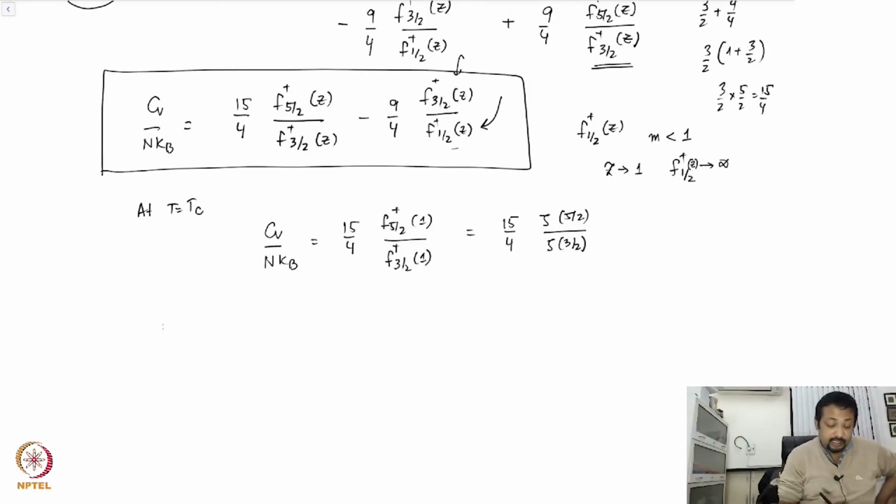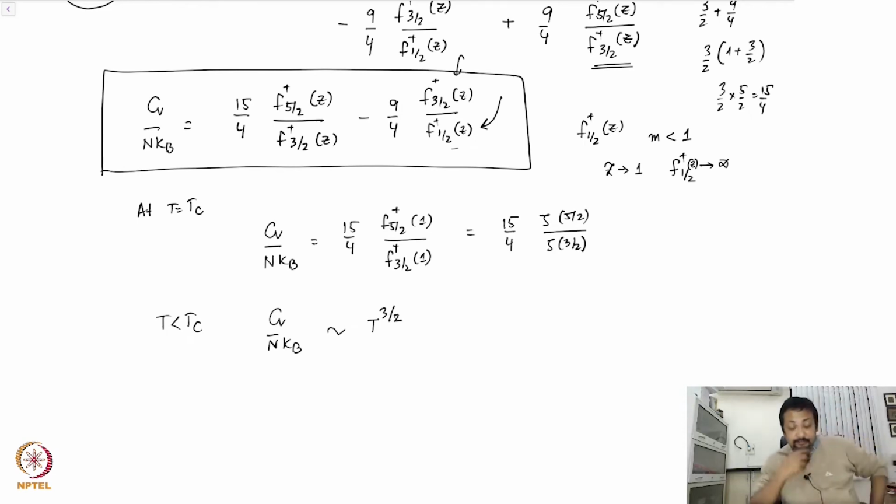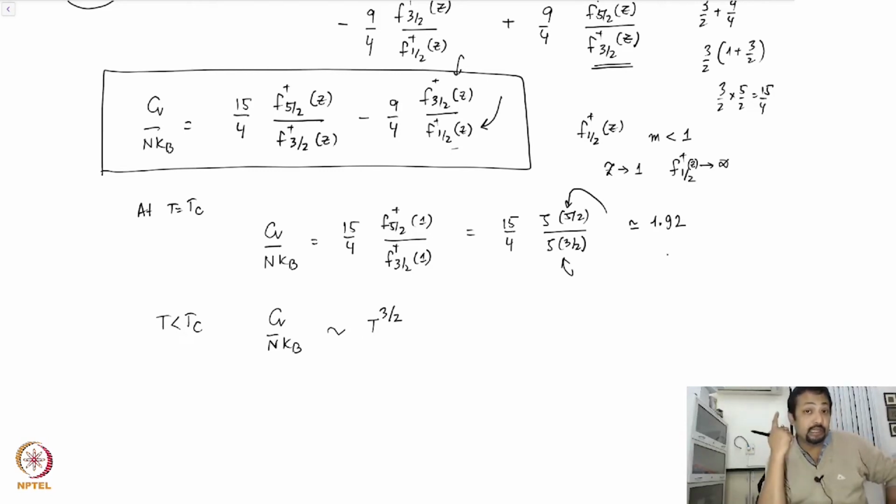For the specific heat at T less than Tc, I know that Cv over NkB goes as T to the power 3 by 2, right? Interestingly enough, if you put in these numbers for the Riemann zeta function, you will see that at Tc this number is approximately 1.92. It is more than what Dulong-Petit's law tells you, which is essentially 3 by 2 NkB. So in this case it's going to be 3 by 2.